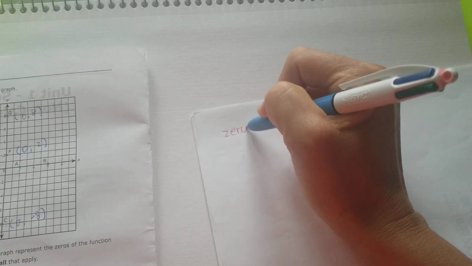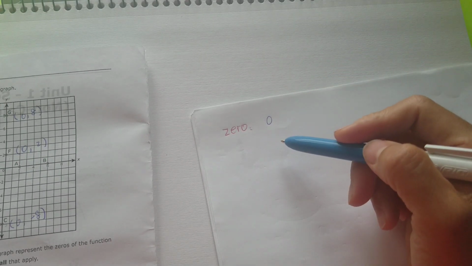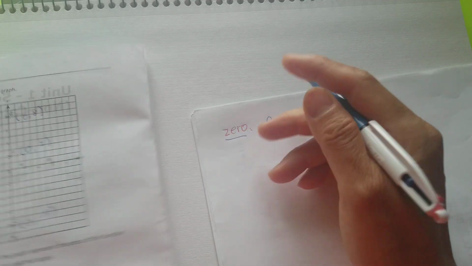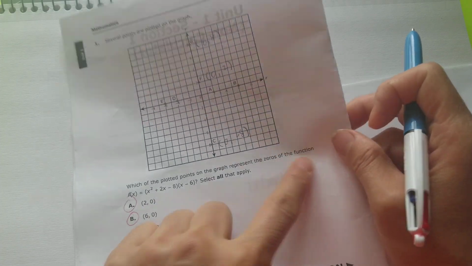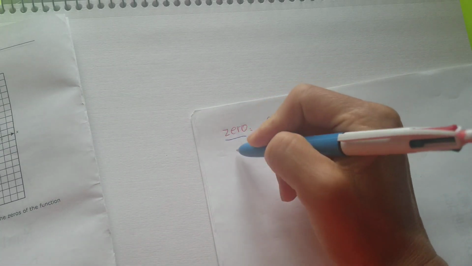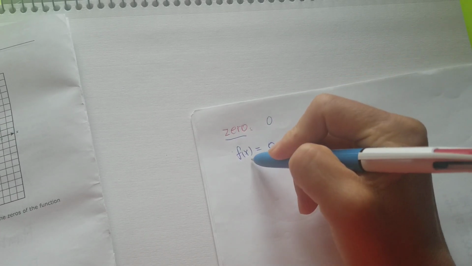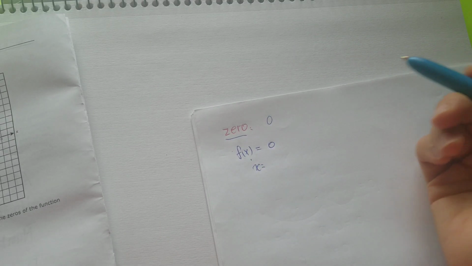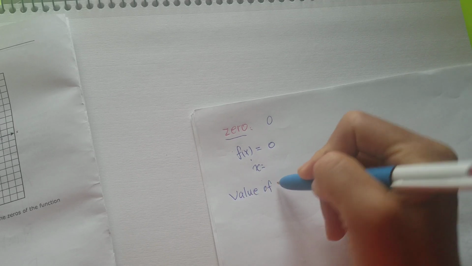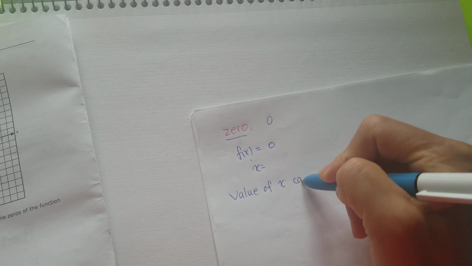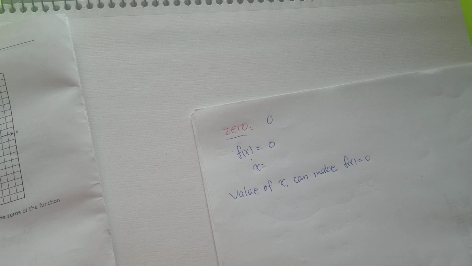Zero. So someone might think, what, 0? It just is 0. However, 0 here does have a different meaning. When it asks you to represent the zero of the function, which means you need to set the function equal to 0 and then solve for x. In other words, you are looking for the value of x which can make the function equal 0.